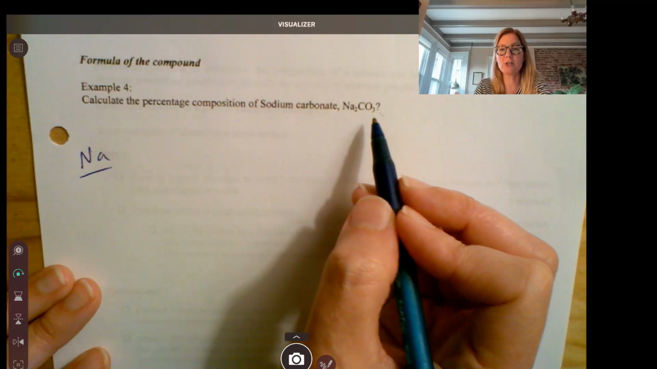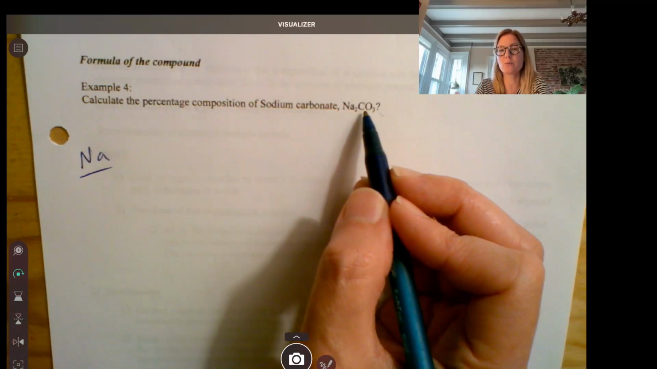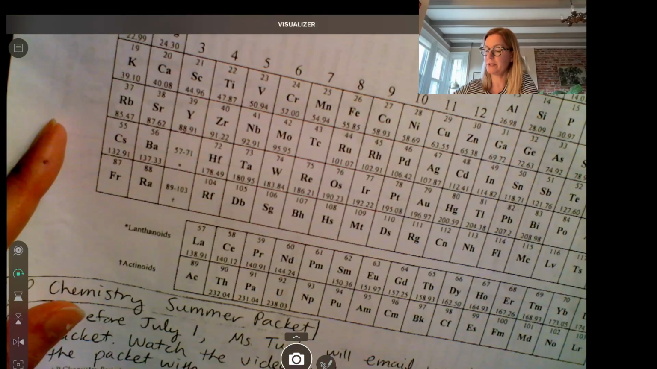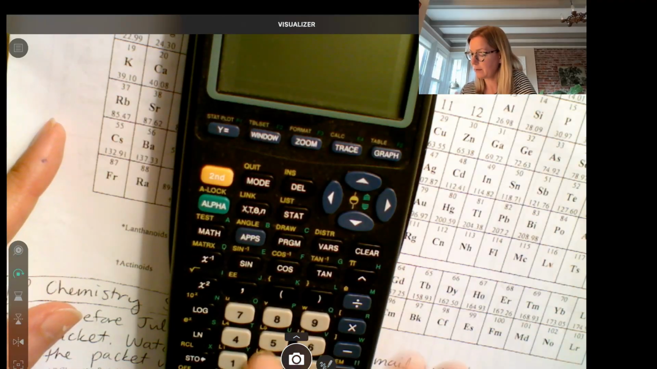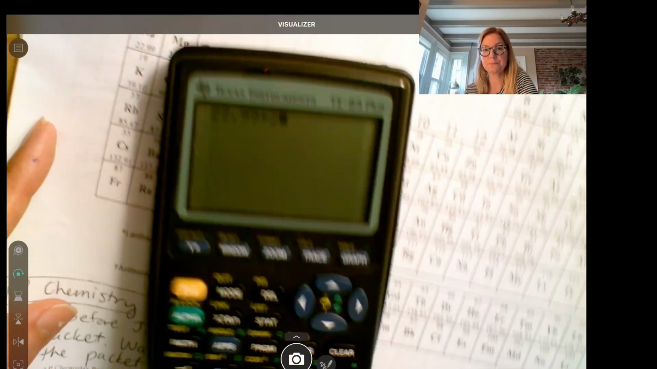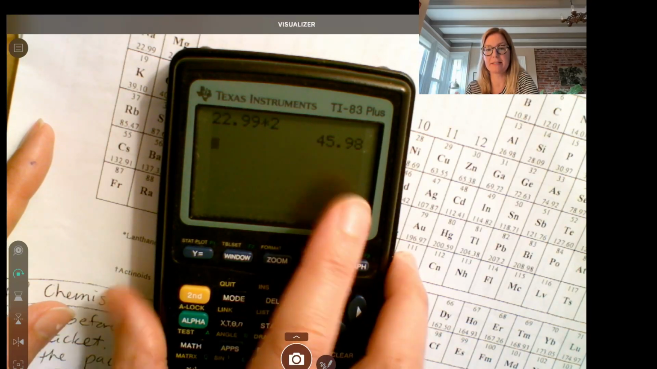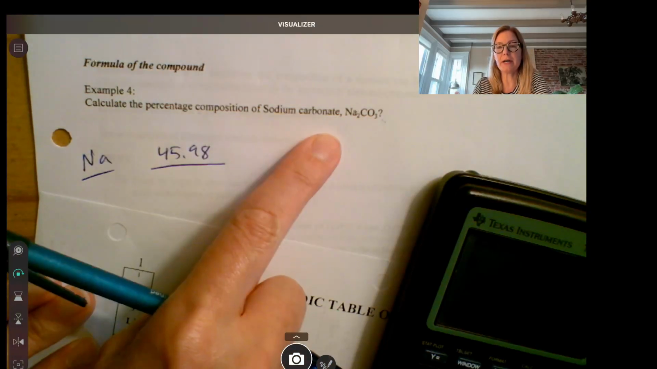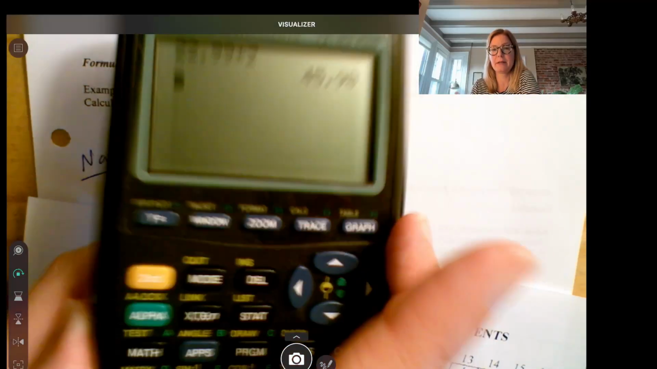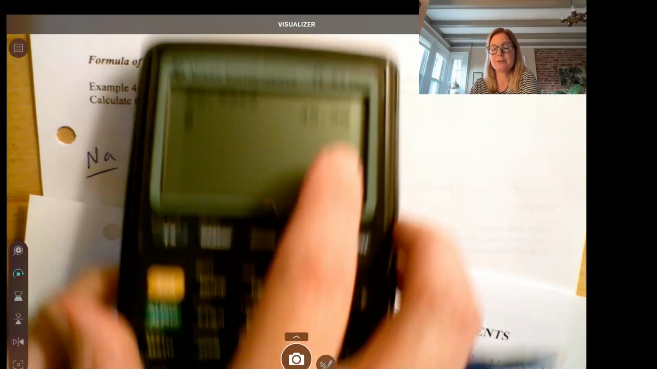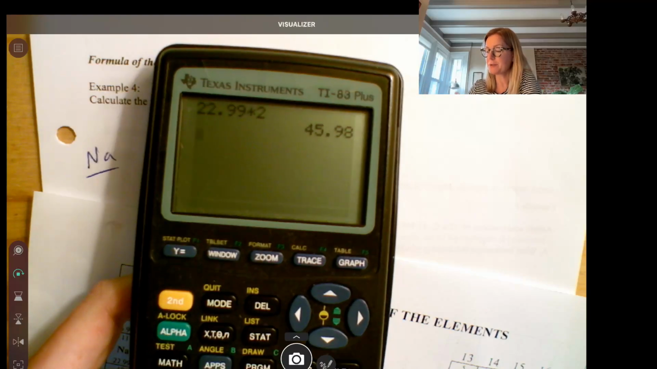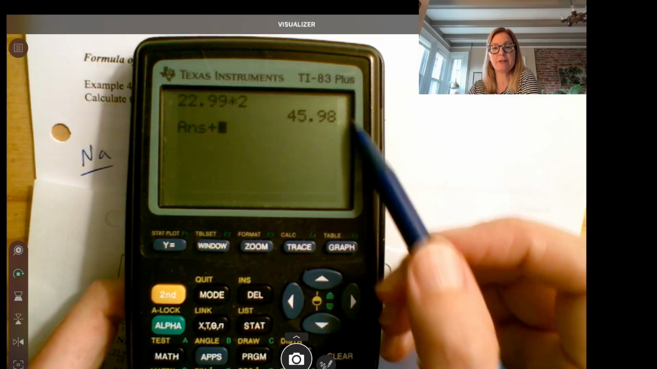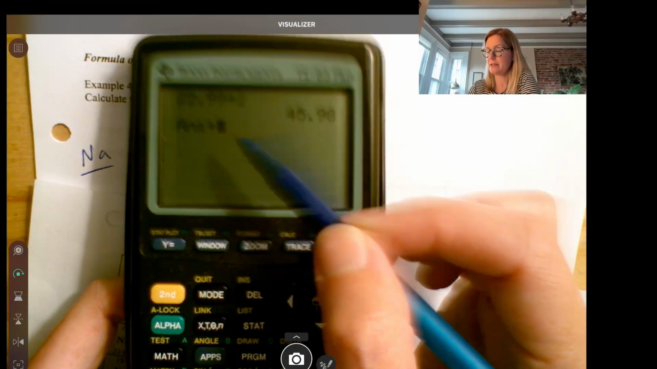Okay? So Na2CO3. So this compound has 2 Nas, 1 C, and 3 Os. So just look on your periodic table at the mass of Na. It's 22.99, and there's 2 of them. Okay? Times 2. Okay, so that's our mass of Na because we have 2 of them. It's 45.98. And then the mass of the whole compound. So I'm going to keep this in the calculator. You can save this in the calculator and include it in your next. I don't have to retype 45.98. I can just press the plus sign, and then it takes my previous answer, adds a plus sign to it, and then we're just going to add on from there.